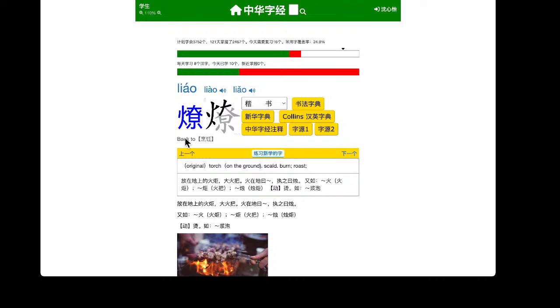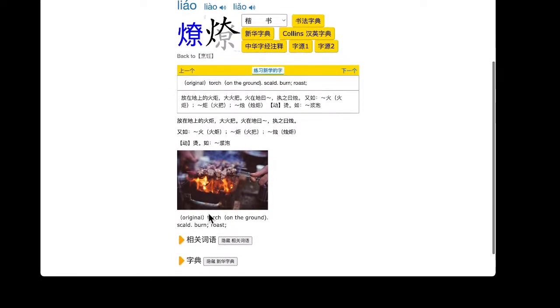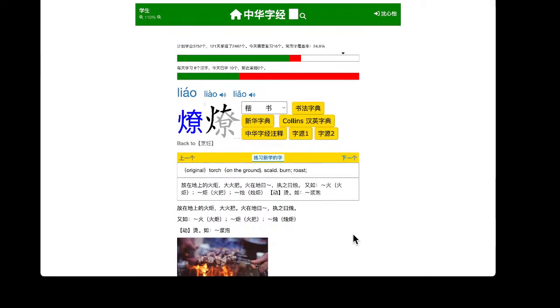This one also means fire, burn, scald, roast. Anything related to using fire to burn or cook. In terms of words, a very common one is 燎原. 燎原 means grass fire, basically a wildfire going through the dry grass. That's called 燎原.